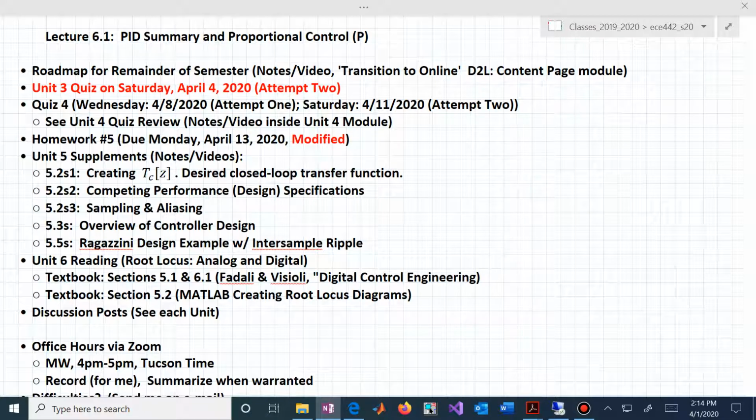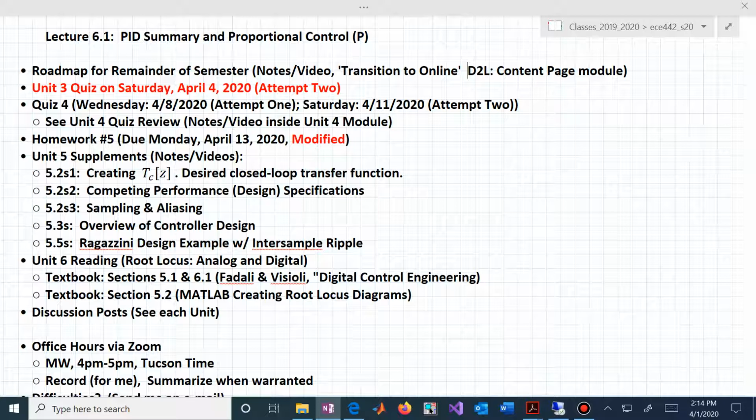Unit 3, today you should be taking the first attempt for the quiz on Unit 3. Saturday will be the second attempt. If you want to try to improve your score, you have that opportunity for the Unit 3 quiz, taking the second attempt on Saturday of this week, April 4th.